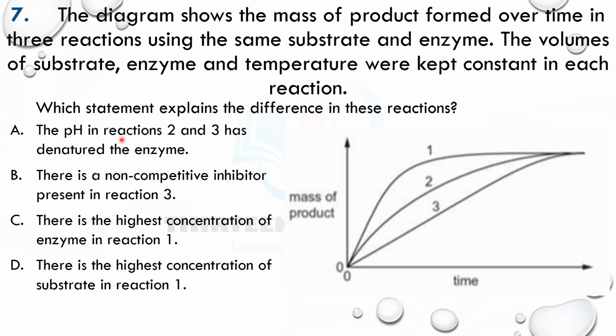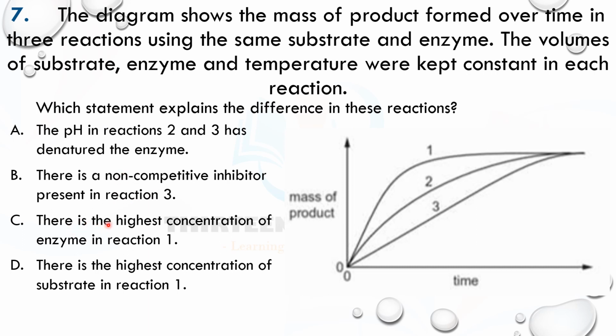A says the pH in reactions 2 and 3 has denatured the enzyme. No, if it were denatured, the enzyme reaction wouldn't have continued. Look at it. At this point, the rate of reaction is still increasing gradually. Now B says there's a non-competitive inhibitor present in the reaction. If there's a non-competitive inhibitor, it will not reach the maximum rate. Can you see that all 3 graphs reach the maximum? So if there's a non-competitive inhibitor, it will reduce the rate of reaction. So that is why B is wrong.